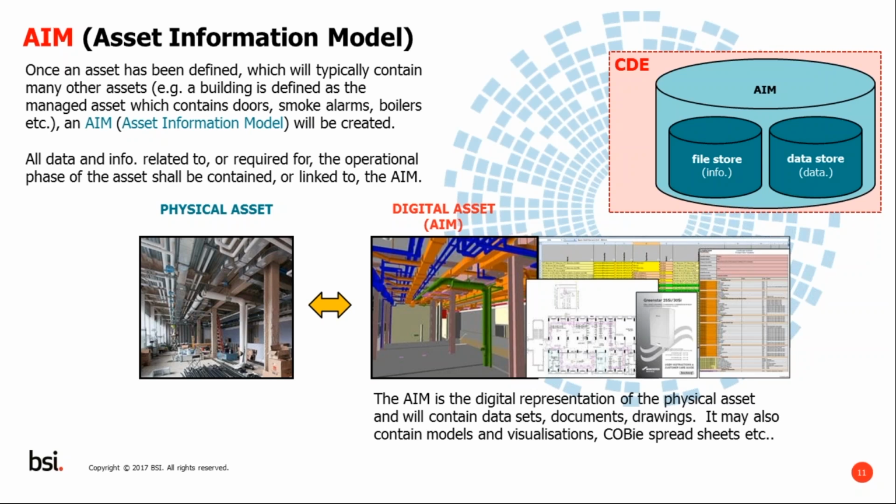One of the expressions used is that the asset information model is effectively the digital twin of the physical assets, and we very much treat the AIM as an asset, so that we appreciate that it is itself an asset, and it has value as an asset, as does the physical asset.